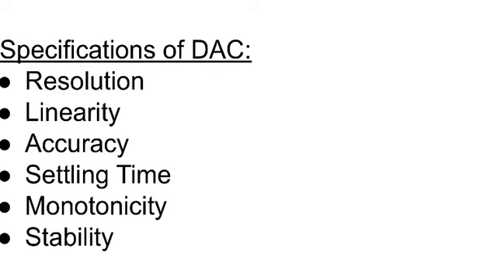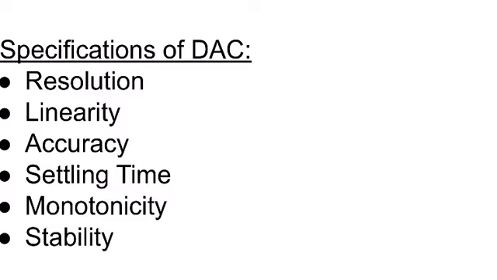Now let us see the specifications of a DAC. The various important specifications of a converter generally specified by the manufacturers are resolution, linearity, accuracy, settling time, monotonicity, and stability. Now let us see each one individually.